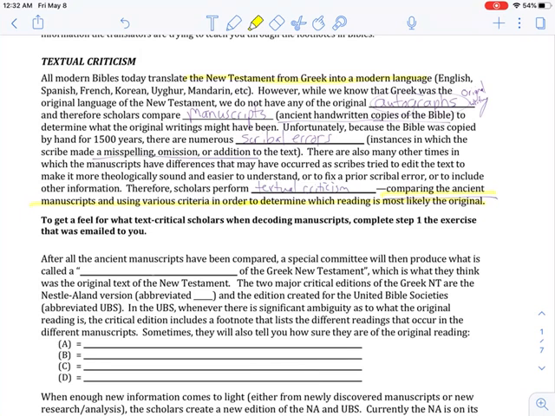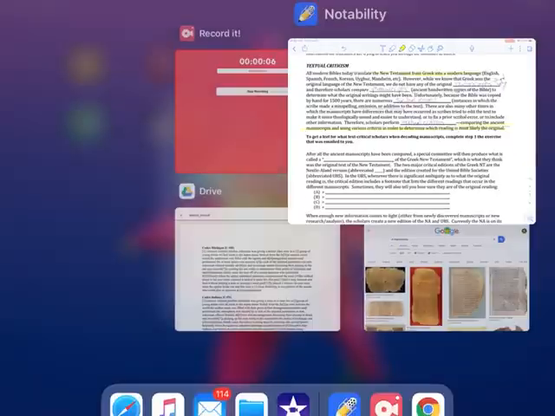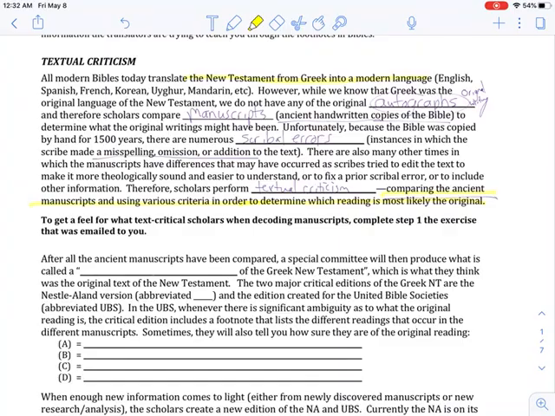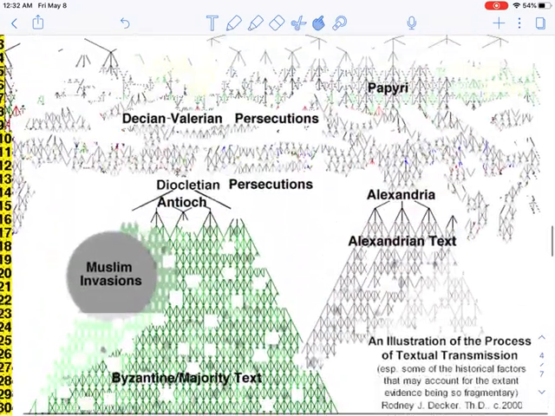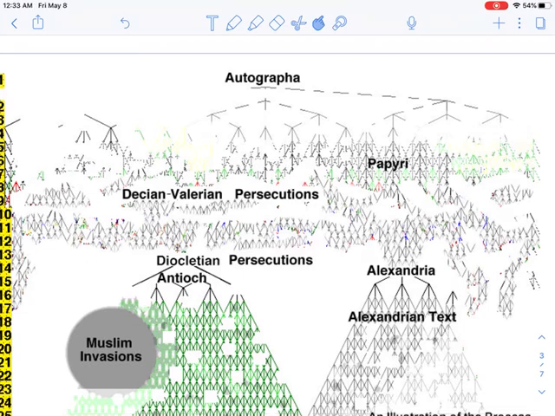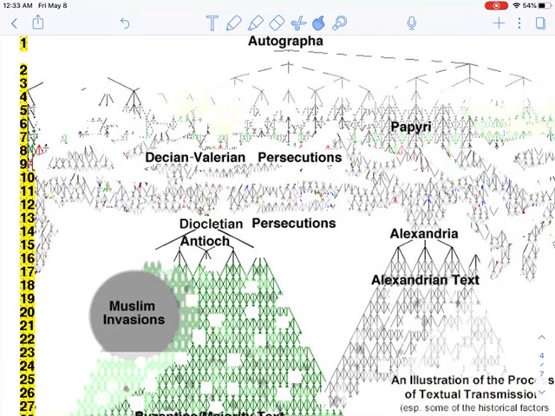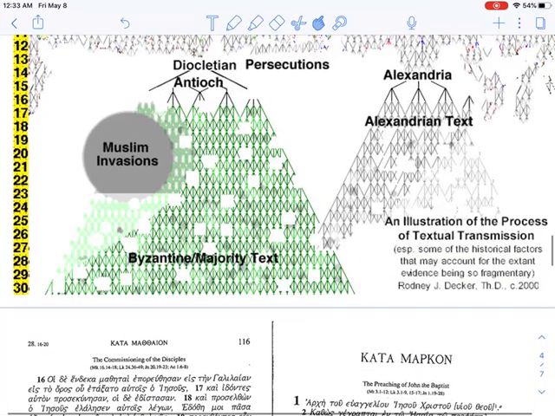Here's another way to think about it. In this image here, imagine this part where it says autographa is the original copies of the Bible. We don't have those. Some of them we can get pretty close to, but imagine all these little lines are copies of the Bible that were made. And some of them got destroyed. You saw some of the tattered pieces. Some of them are really well preserved, but they're much later on in time.